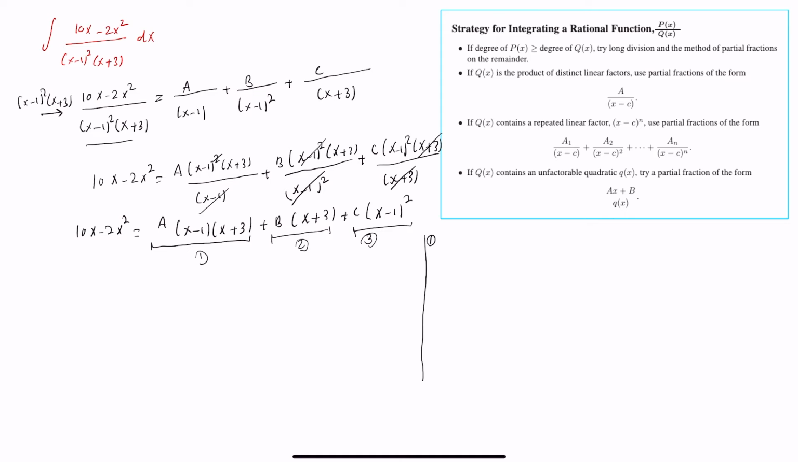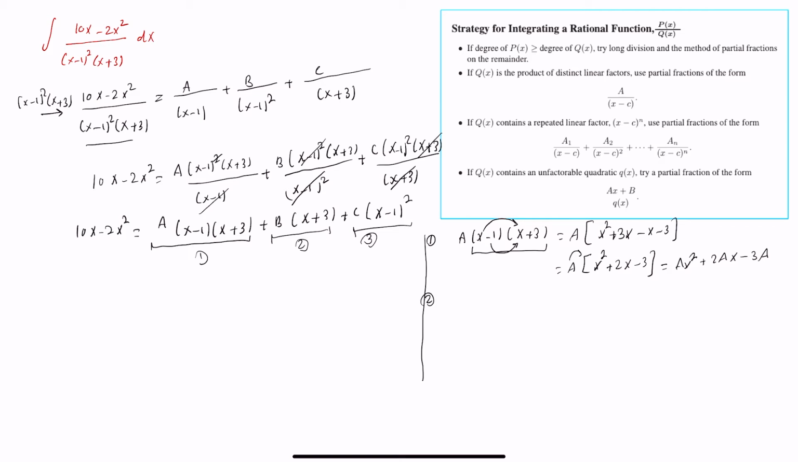For number 1, we have A times (x minus 1) times (x plus 3). First, let's multiply these. x multiplied by the parentheses gives x squared plus 3x. Then I take the minus 1 and multiply it through the parentheses, giving minus x minus 3. Now let's add: A times (x squared, plus 3x minus x which is plus 2x, and minus 3). Now I multiply the A inside the parentheses, so it's Ax squared plus 2Ax minus 3A.